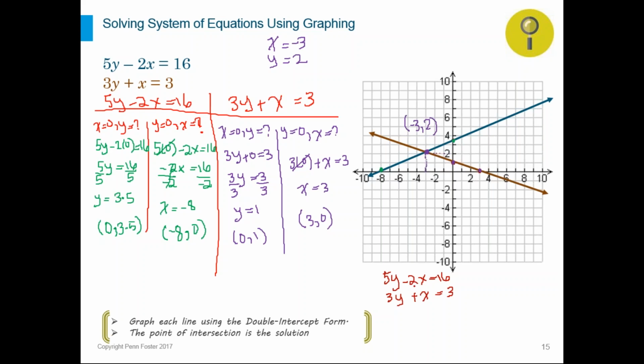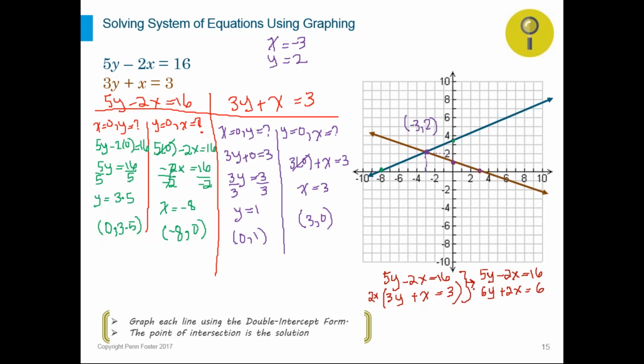That's a -2 and that's a +1. So let's multiply the second equation times 2. The first one will stay the same, 5y minus 2x equals 16. 2 times 3 is 6y. 2 times 1 is 2, so plus 2x, and equals 2 times 3, which is 6.